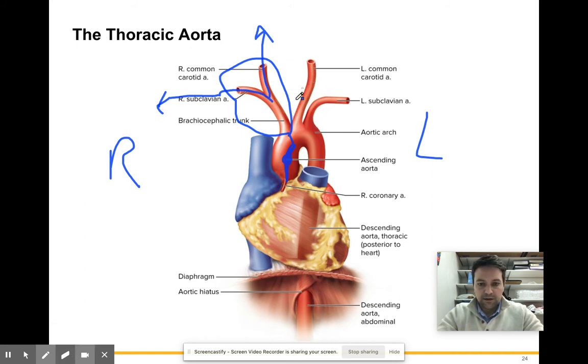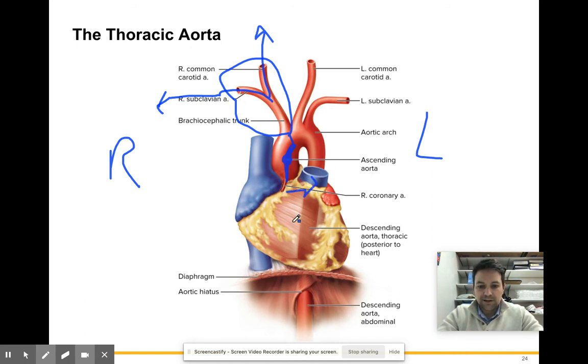The left side of the ascending aorta, or the aortic arch, doesn't necessarily do the same thing. It looks different. Notice how these two arteries, the common carotid and the right subclavian, branch off of this brachiocephalic trunk. Well, there is no brachiocephalic trunk on this side. Now, the reason for that is you need an extension here because the heart is slightly to the left.